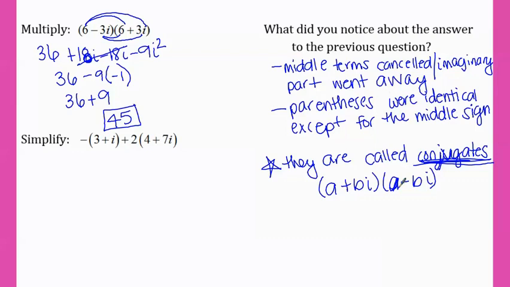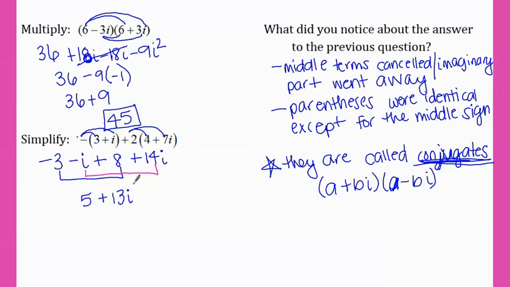All right, and our last simplifying problem. We have things outside of both parentheses, so we're going to distribute that individually. We get negative 3 minus i plus 8 plus 14i. And then all we have to do is combine our like terms. Negative 3 and 8 is 5. Negative 1, or sorry, negative i and 14i is 13i.